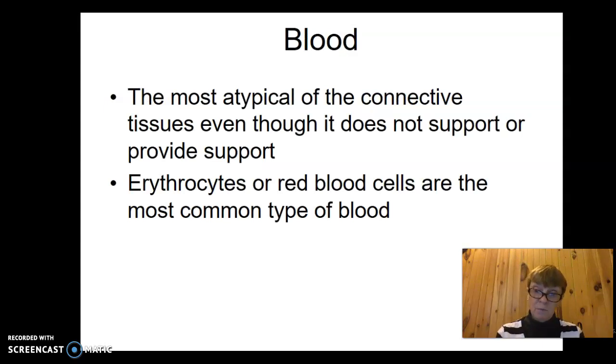Blood is very atypical of connective tissue, since it does not provide support. I will have this fixed for when you look at your Google slides, your PowerPoints. I've put support in here twice, I apologize. So it does not provide support or strength, as it should say. Our most common of the blood types are the red blood cells, or erythrocytes. But there are also the white blood cells, 5 different types, and there are platelets as well. And platelets are for clotting.